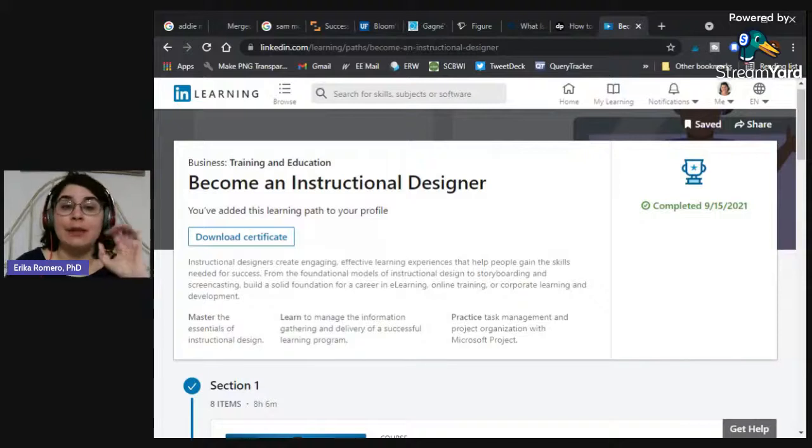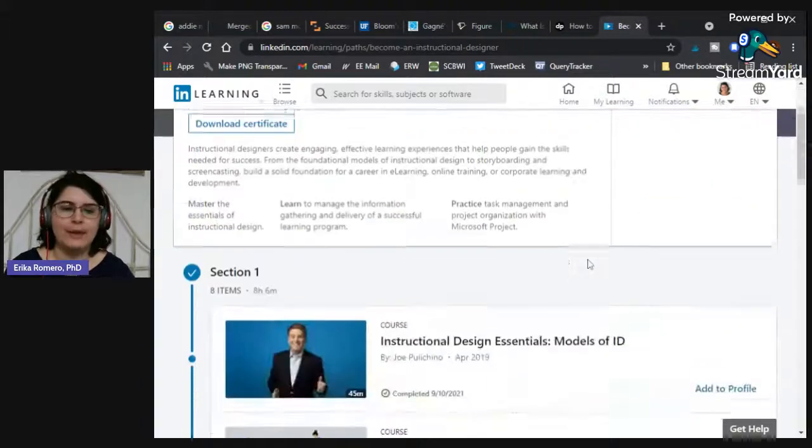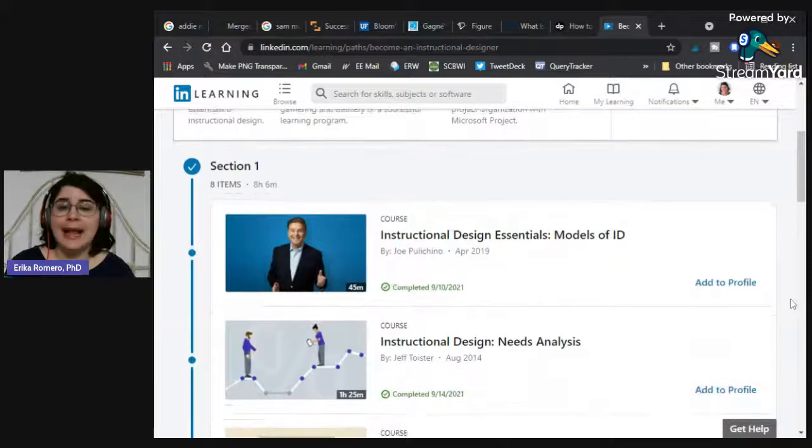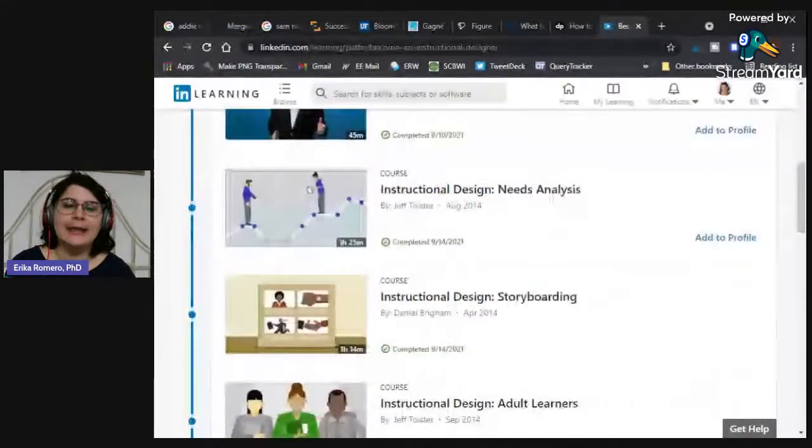But in this case, if you do have access to it, you can actually search for instructional design courses if you go to the course element in LinkedIn Learning. And they have here two different paths. One path is becoming an instructional designer, right? And if you go through, I've already done this one. So you start with the basics, then you start with needs analysis, that first element of ADDIE.